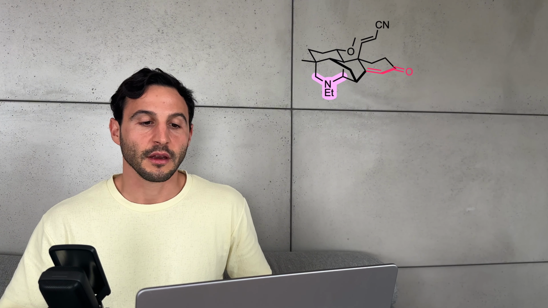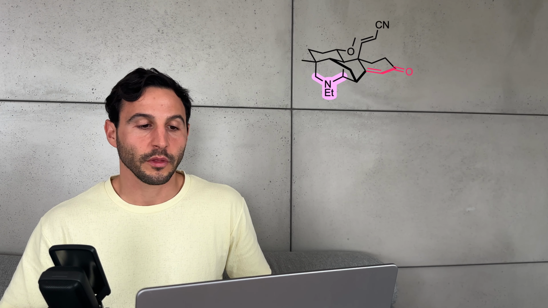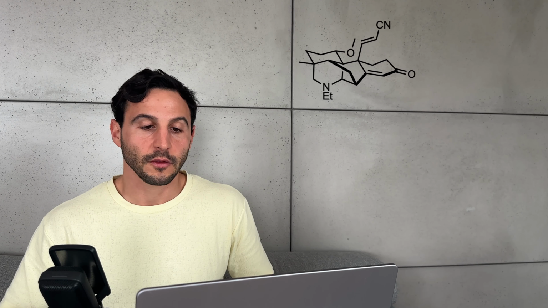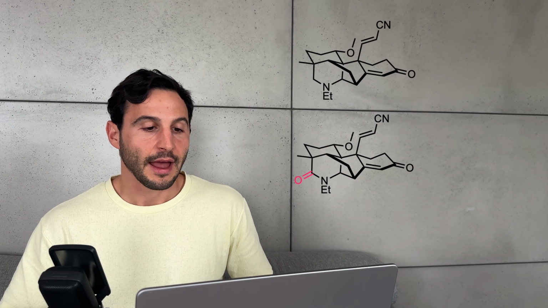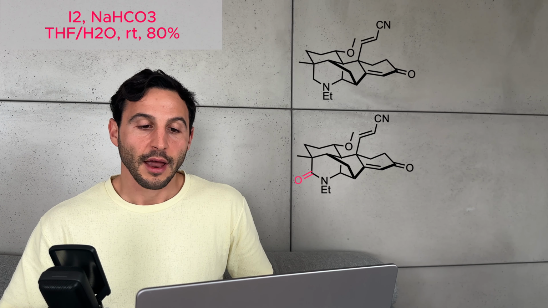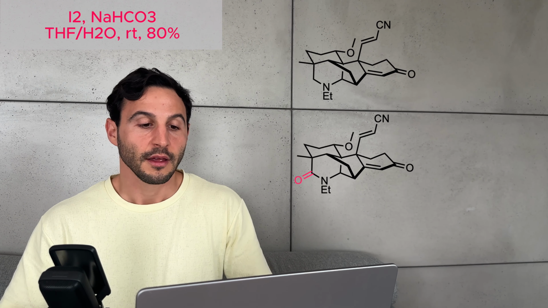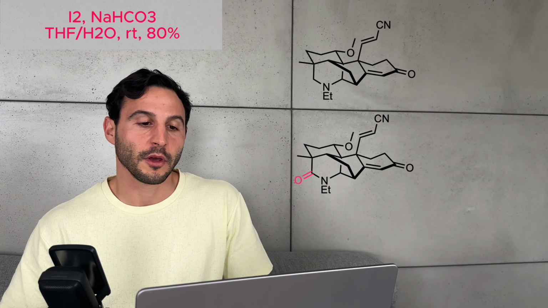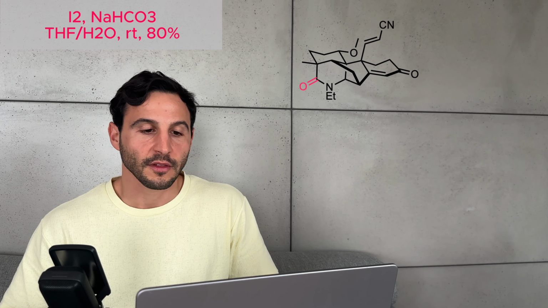Since the tertiary amine within the enone interferes with subsequent steps, it is oxidized to the corresponding amide, and the lactam is obtained in very good yield using iodine and sodium bicarbonate. Do you know the mechanism for this transformation? Let me know in the comments.